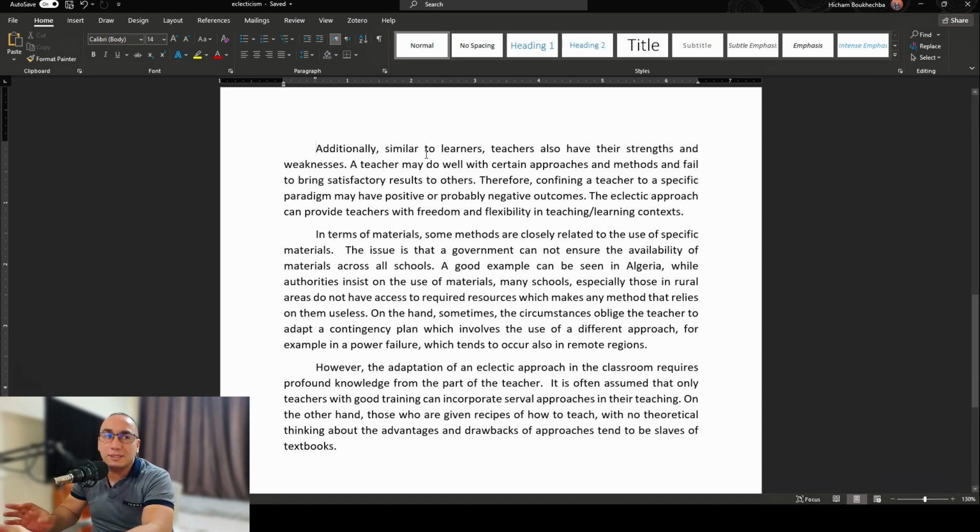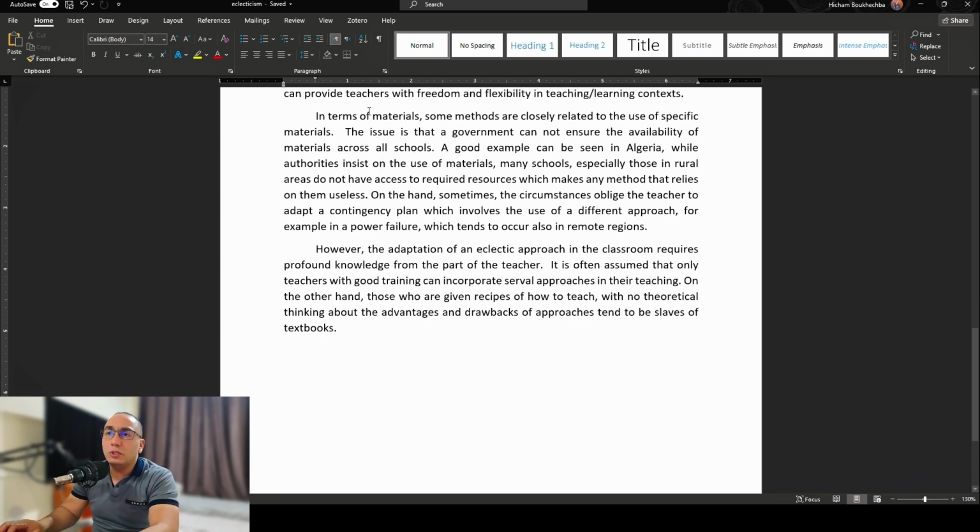This can be changed because the style is not that good. The eclectic approach can provide teachers with freedom and flexibility in teaching and learning contexts. If someone is going to read this, for me, it's not a really good style, because I told you, I wrote this in 2015. I'm not really happy with this. But what I really meant by this is that even we teachers have strengths and weaknesses in the way we teach. Some teachers, for example, can do well with certain ways of teaching, and not as well in others.